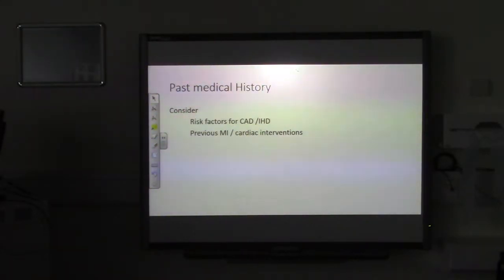If we're looking at cholesterol profile, then patients with high low density lipoproteins and low high density lipoproteins, also patients with a history of high blood pressure, family history of cardiac disease, diabetes and smoking. All these risk factors will be taken into consideration with somebody presenting with chest pain. Also, any previous myocardial infarction or cardiac interventions would also increase the risk of acute coronary syndrome.